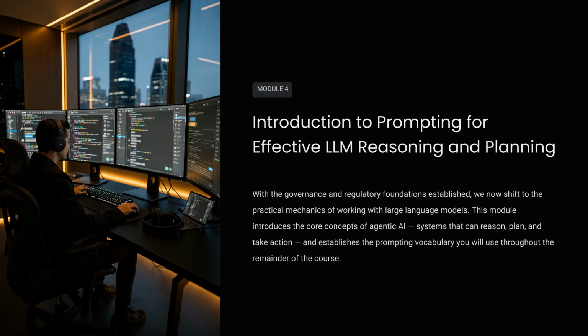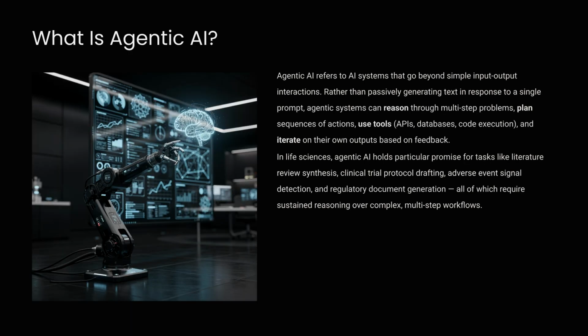Module 4 introduces prompting for effective LLM reasoning and planning. We shift to the practical mechanics of working with large language models, establishing the vocabulary for agentic AI systems that can reason, plan, and take action. Agentic AI systems go beyond simple text generation to reason through multi-step problems, plan actions, use tools, and iterate on outputs. In life sciences, this is vital for complex workflows like clinical trial protocol drafting and regulatory document generation.